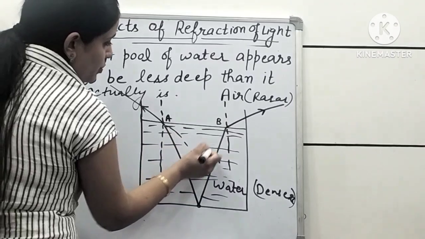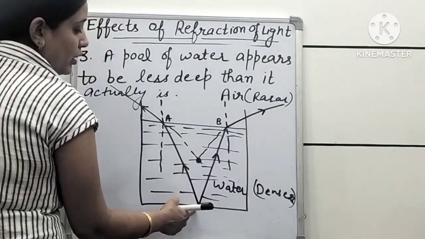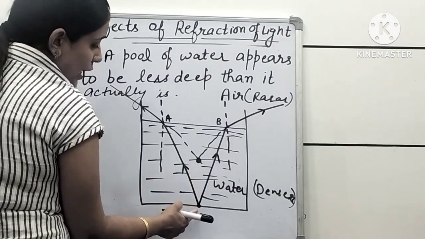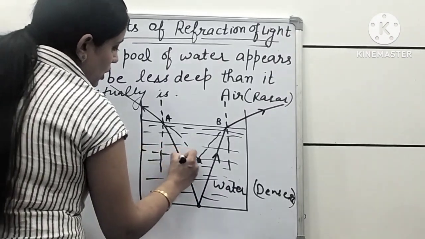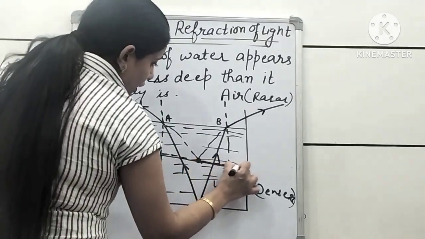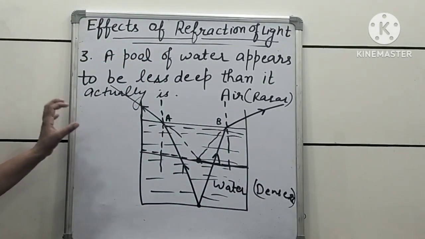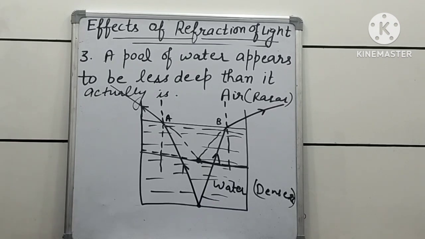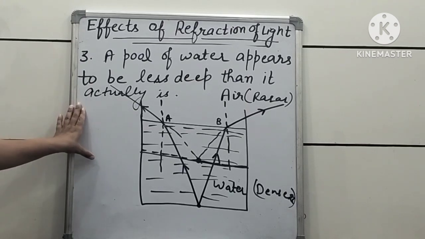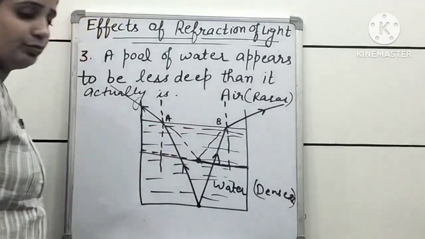These two radiations meet at this point. This is a virtual image of this point. Actually, the pool is this deep, but we see the pool at this depth. So this is due to the refraction of light. When we look into the pool of water, we do not see the actual bottom of the pool. We see the virtual image of the bottom of the pool, which is formed by the refraction of light.